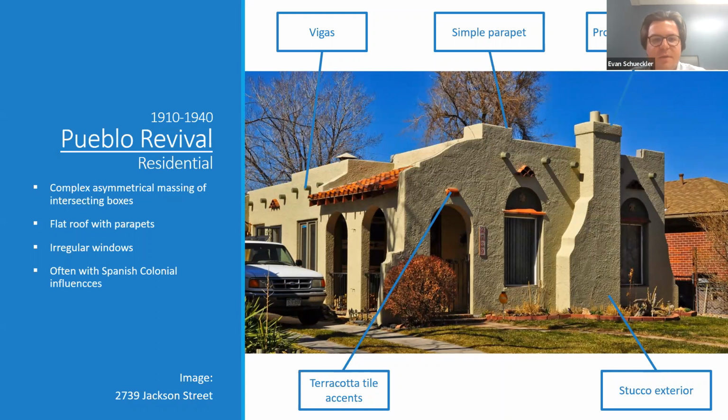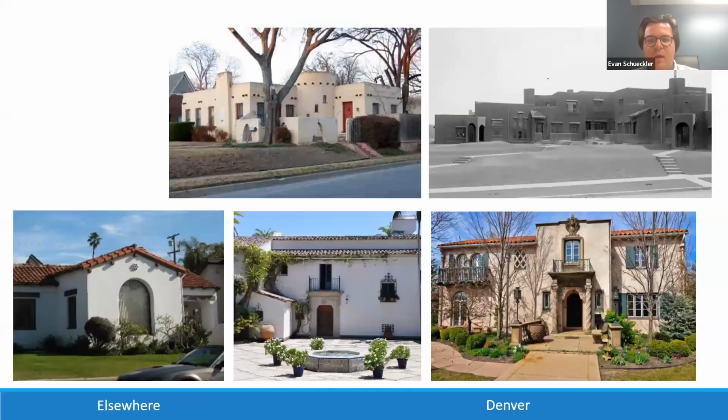In particular as well, this one has the vigas, which are those kind of exposed log ends, which are meant to emulate the rafters that in actual Pueblo construction just stick out through the wall. Those are also a very common feature of Pueblo revival, though there are some instances where you may not see those, which I'll show you now.